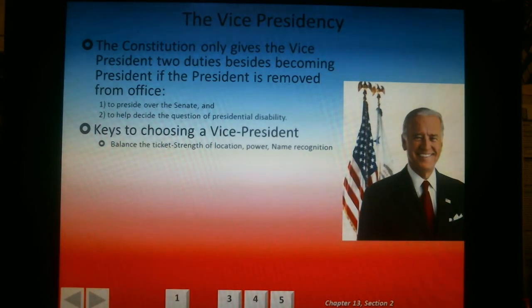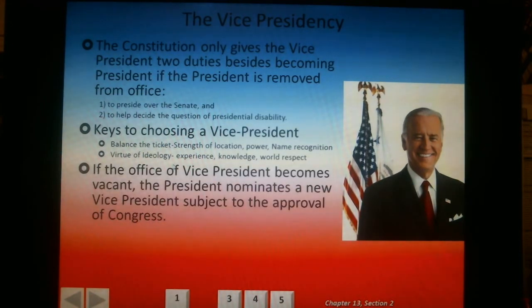And among other things, she really didn't have a lot of power. She didn't have a lot of knowledge. She was not a good choice. But those are things that a vice president must be in order to make a good choice for the president. The virtue of ideology, experience, knowledge, and world respect are also key vital things. And again, like I mentioned, Sarah Palin just wasn't one of those.